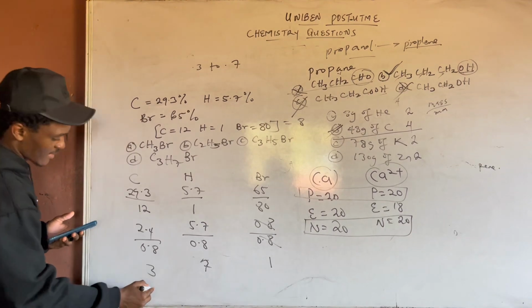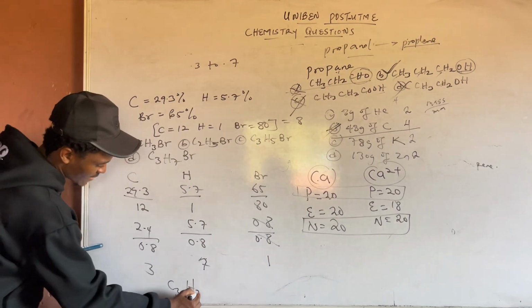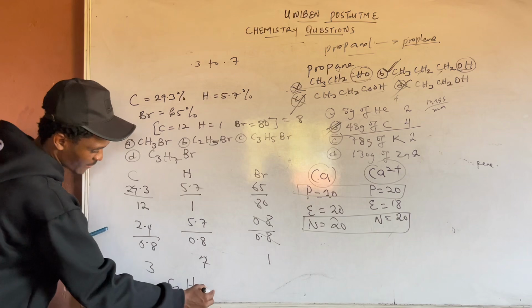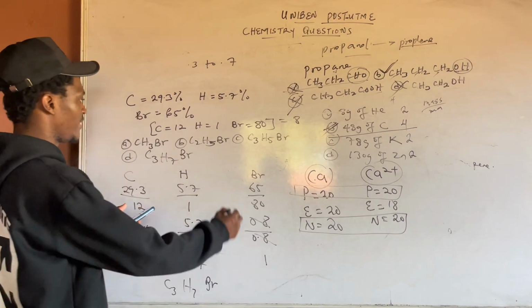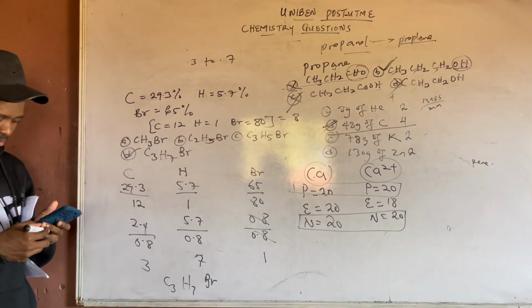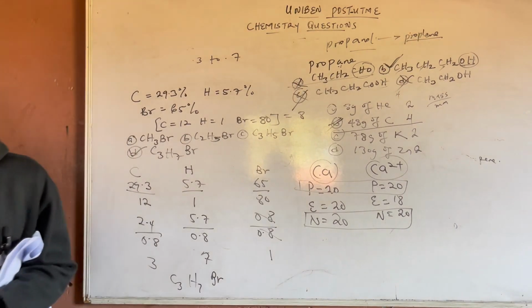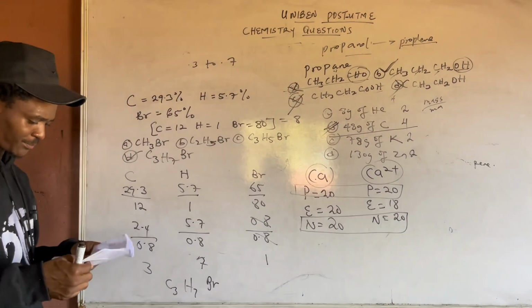So the correct answer is actually C3H7Br, that's coming from the ratios of each of them. Alright, so the correct option is option D. So that's the answer to that question. Then let's see the next question.